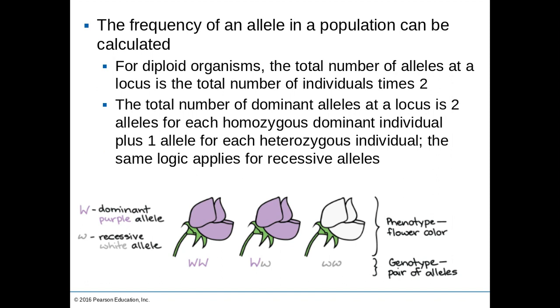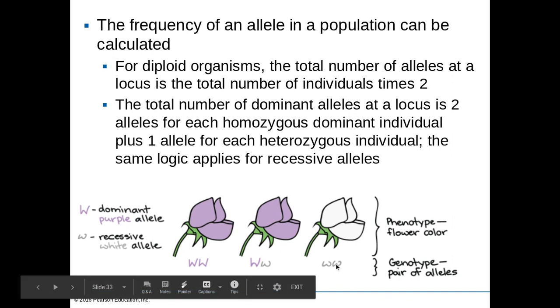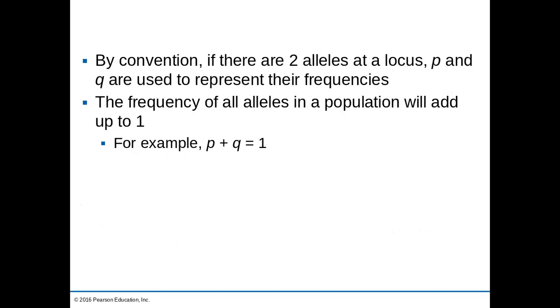We can calculate the frequency of an allele in a population, and for diploid organisms, which most are that we'll be dealing with, the total number of alleles they can have is 2. And then the total number of dominant alleles is 2 for homozygous dominant and 1 for heterozygous, same for recessive alleles. So if we wanted to know the allele frequency, we would see we have 1, 2, 3 out of 6 that are big W, and then 1, 2, 3 out of 6 that are small w.